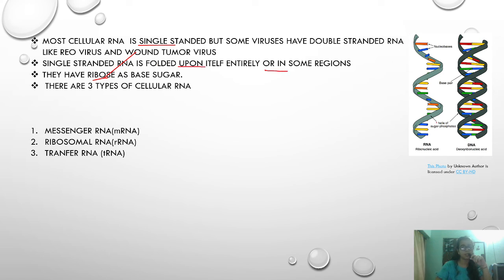You can see this is the single stranded structure of RNA, whereas DNA, which we have discussed, is a double stranded structure. But there is an exception here also. In some viruses the RNA is double stranded, like the reovirus and wound tumor virus. Different forms of DNA were found, but cellular RNA is of three different types: first is messenger RNA, second is ribosomal RNA, and third is transfer RNA. Why the names are so, we will discuss each one in detail.